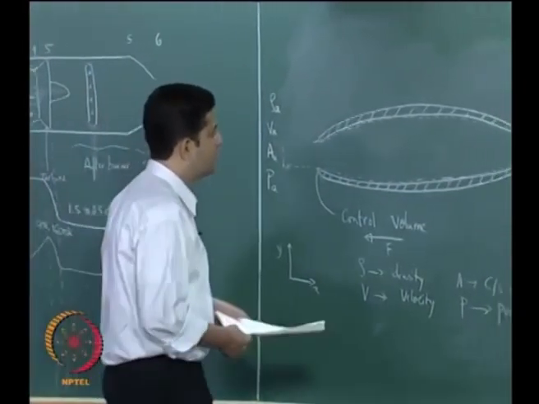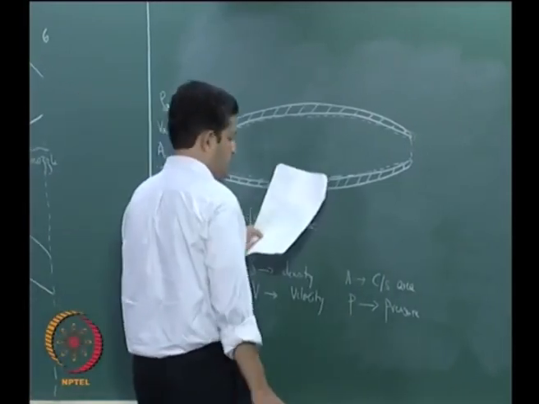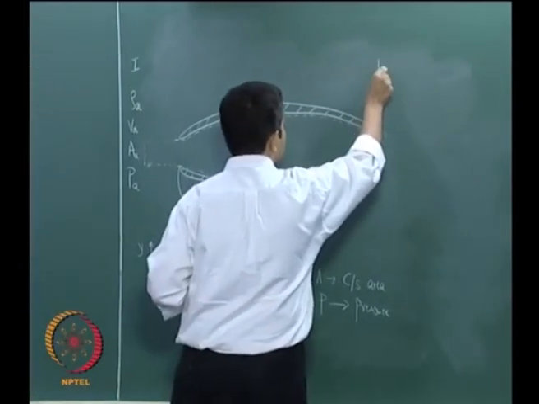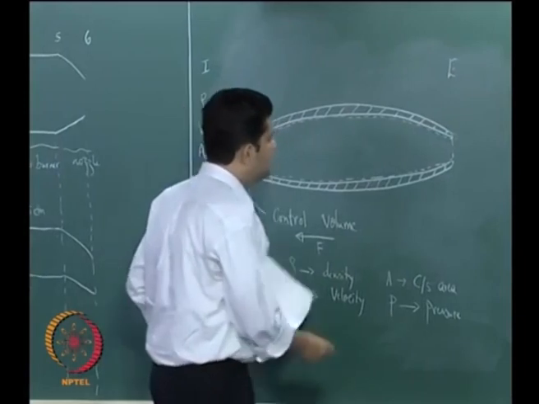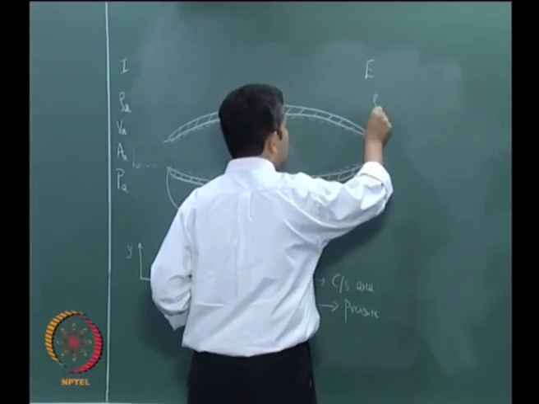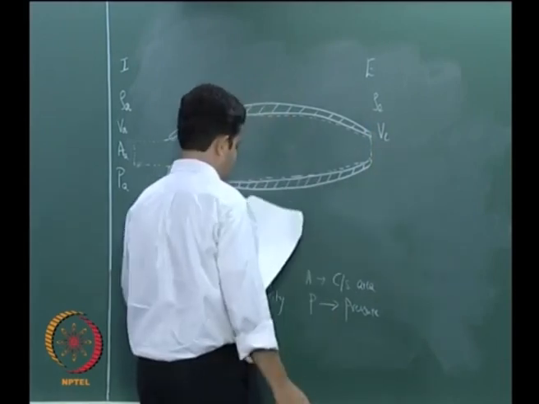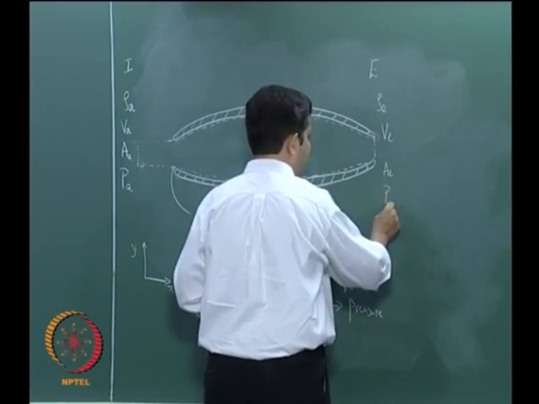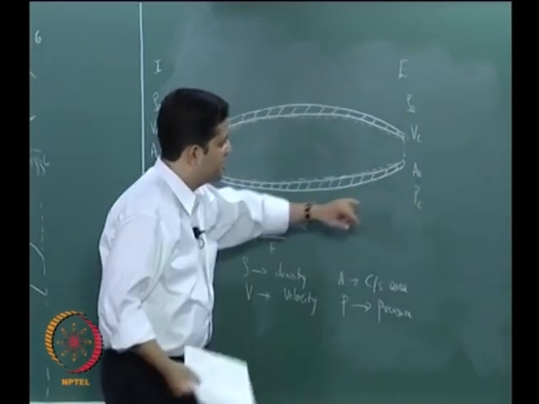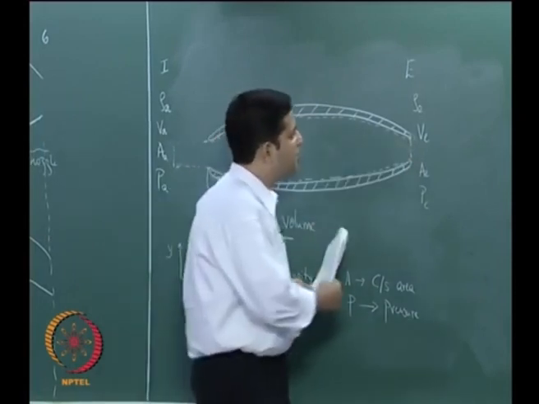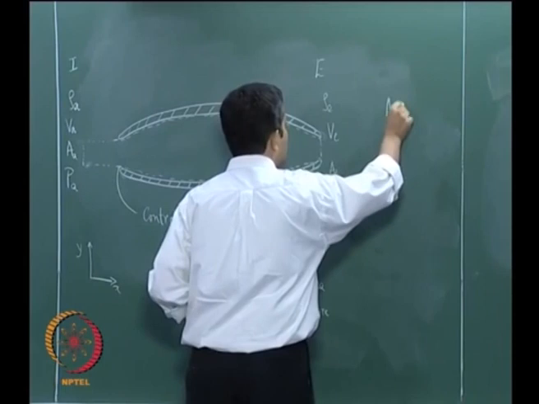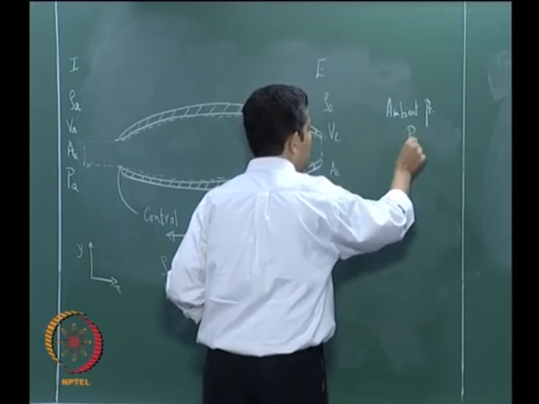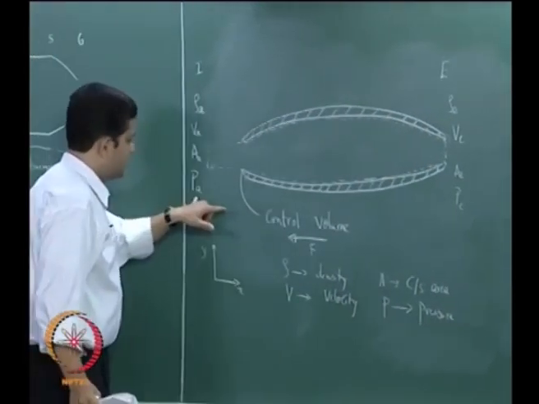Now similar quantities at the exit section here. Let me call this the intake section I, and this the exit section E. At the exit section, similar quantities would be rho E, V E, A E and P E. P E is the pressure at the exit of the nozzle, and the ambient pressure is still P A, which is the same as this.